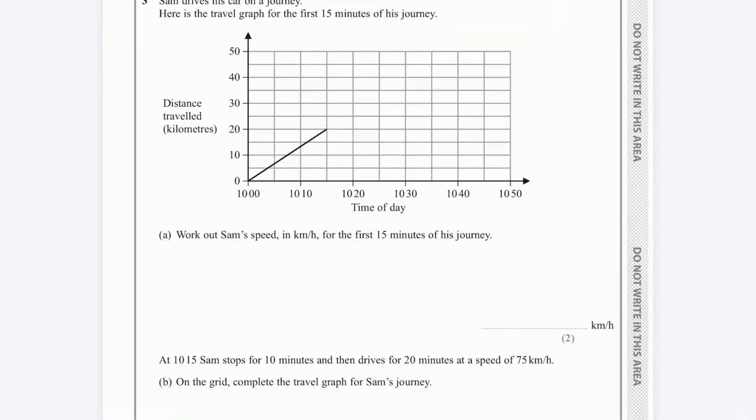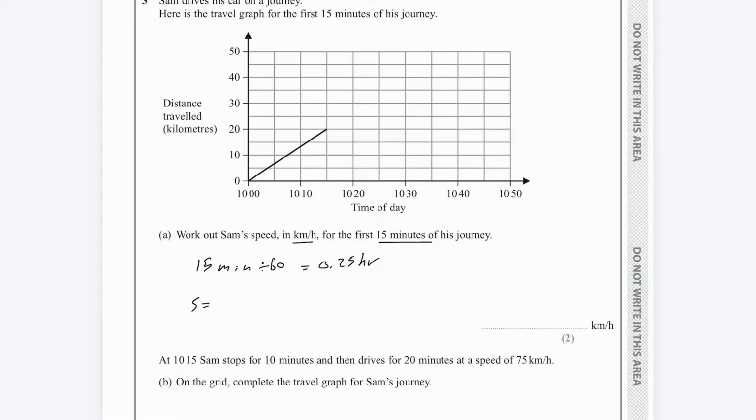So here we've been given a graph. It's saying work out Sam's speed in kilometers per hour for the first 15 minutes. So straight away, it's saying kilometers per hour. We want to convert the 15 minutes to hours. We can divide that by 60. And that gives us 0.25 hours.